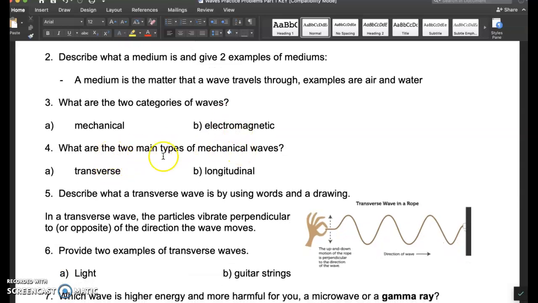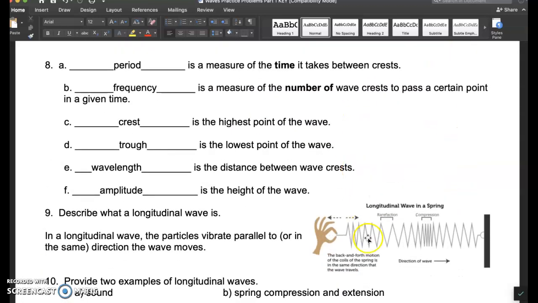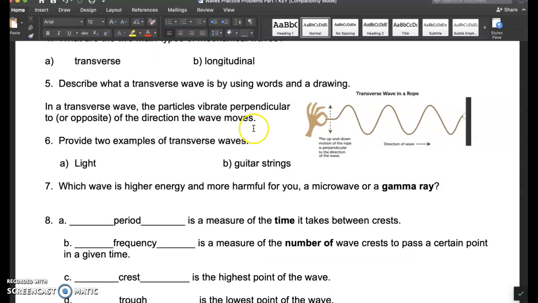And the two types of mechanical waves, you have transverse and longitudinal, and that's what you see in these two examples. Here we have a transverse wave, and there you have a longitudinal. The difference being that in a transverse wave, the particles are moving up and down as the wave is moving left to right. Or if you imagine you just turn this, as the wave goes this direction, the particles are moving this direction. So it's opposite or perpendicular.